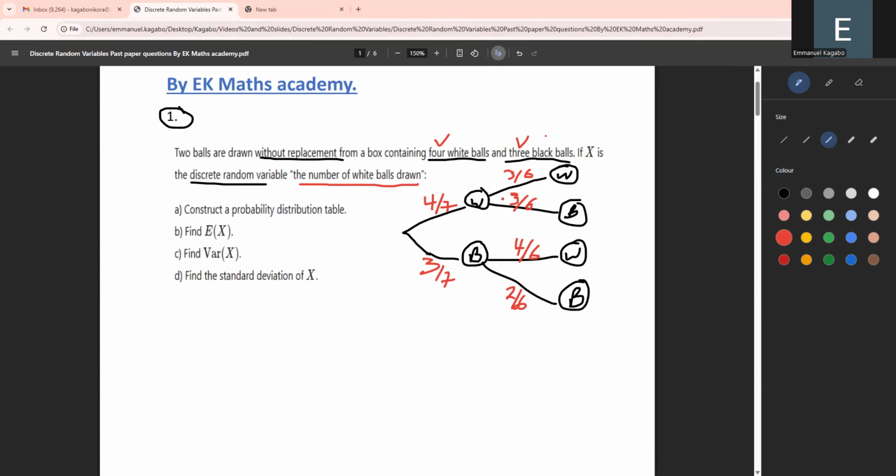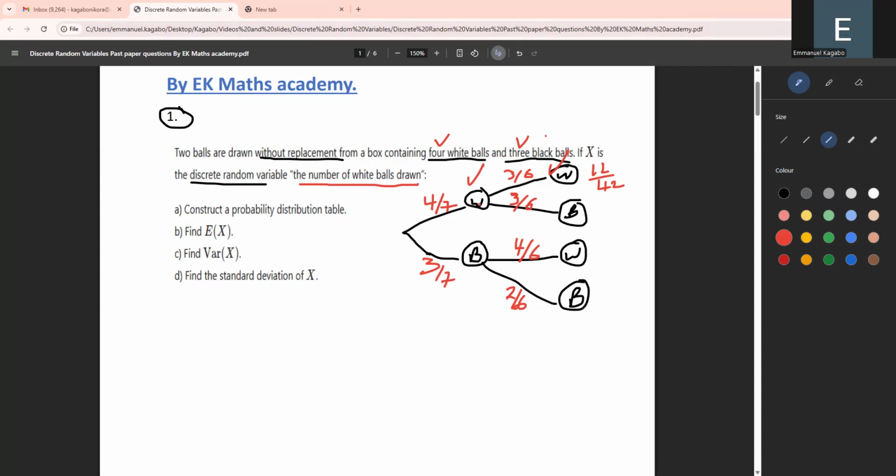Now, what's the probability of picking white and white? You picked white in first place, you pick white in the second place. It will be WW. You pick white and white, it will be 4 over 7 times 3 over 6. This one times that will give me 12 out of 42, right? Do you understand what I'm doing? That's the probability of picking a white ball in first place and a white ball in the second place.